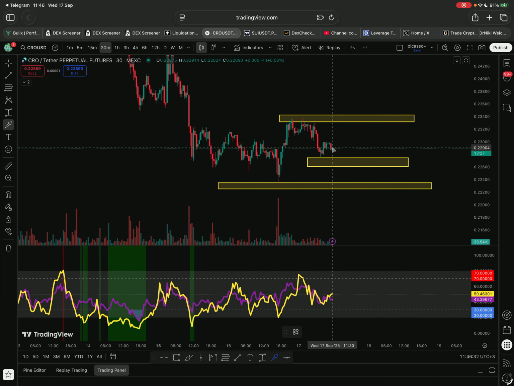And here's what I expect price to do. I expect price to go here or here, and I'll long both of these levels, or I'll short this level. So these are three setups.